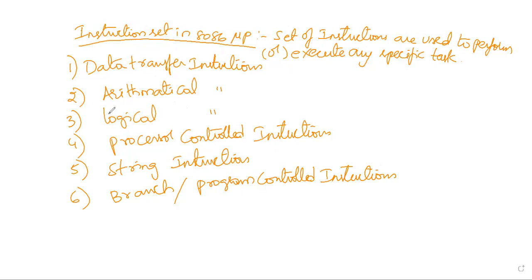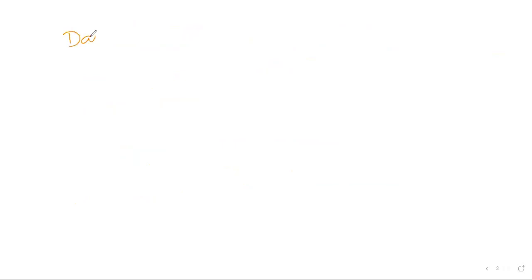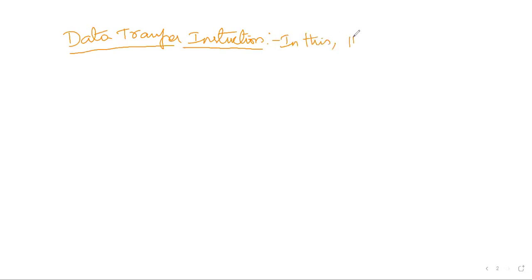Now, first, the data transfer instructions. What is meant by data transfer instructions? That means the data is transferred from one location to another location, or from one operand to another operand, that means from source operand to destination operand. In this type of instructions, the data is transferred, also called copied, from one location to another location.